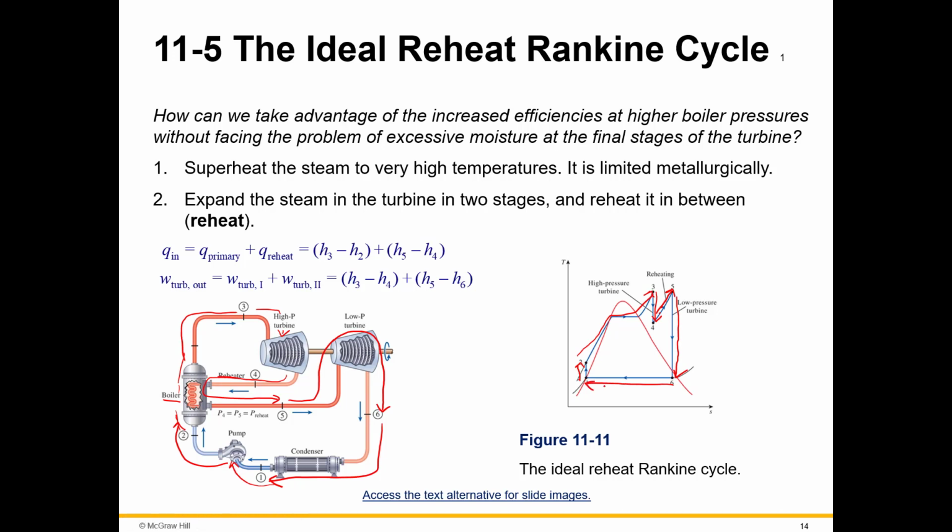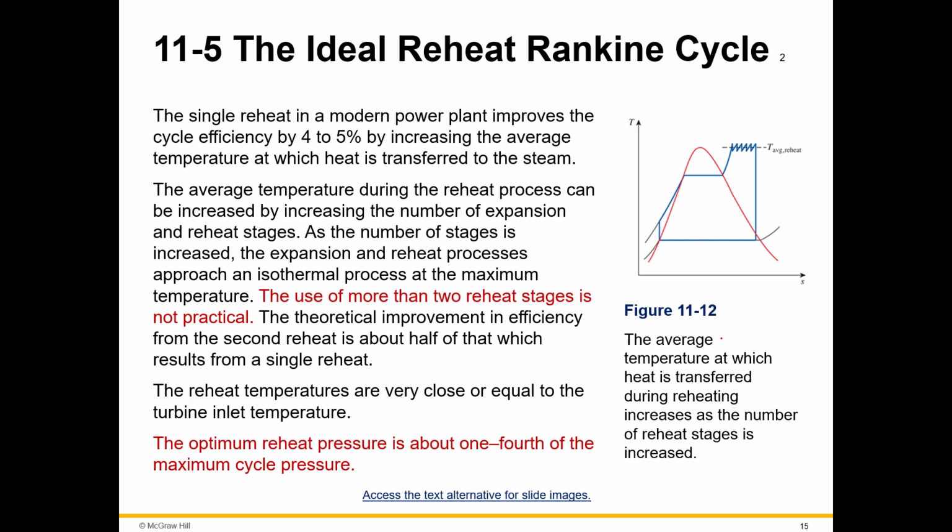And remember, we are going to follow these, and you can add them. You can add even another reheater and bring it even further out into the superheated vapor region. Not necessary, but you could, picture how that would look. The single reheat in a modern power plant improves the cycle efficiency by 4 to 5% by increasing the average temperature at which the heat is transferred to the steam.